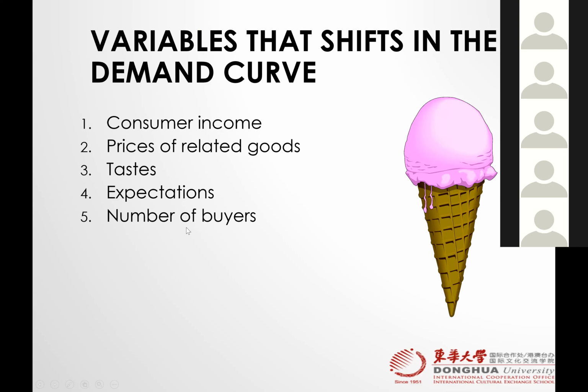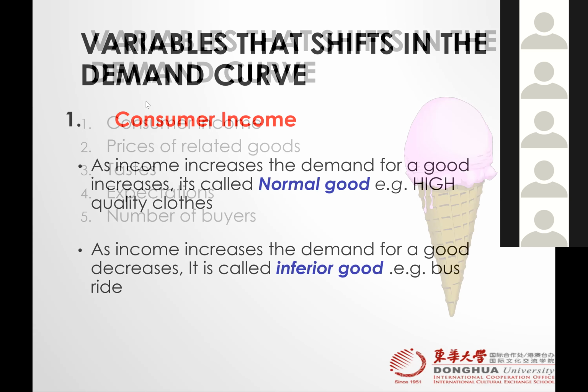Okay, so let's talk about those factors that cause this shift to the right. So number one, consumer income. Number two, the prices of related goods. Number three, taste. Number four, expectation. Number five, number of buyers. So let's talk about number one. If consumer income changes, what happens?